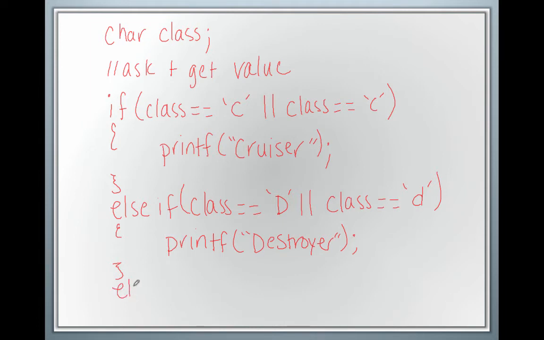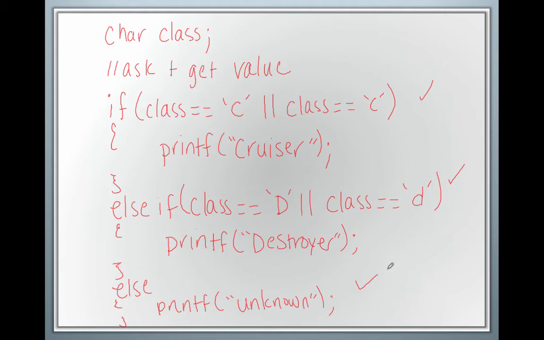Then on the last else, you would printf unknown. Basically, you're just taking care of everything else. So in this case, we're taking care of C's, D's, and then everything else. Anything that's not a C and anything that's not a D. So this is how you would do this with the if-else.